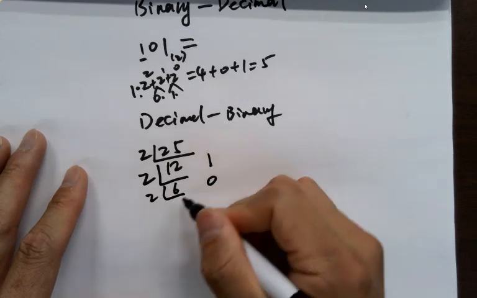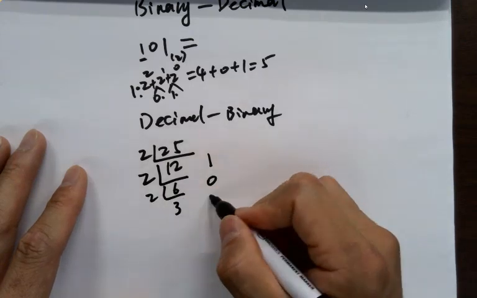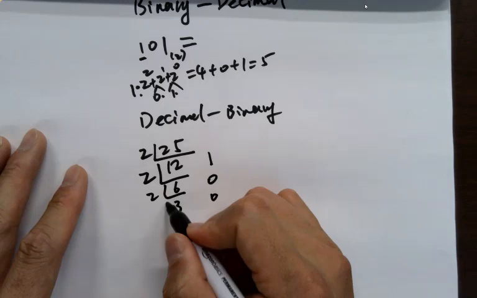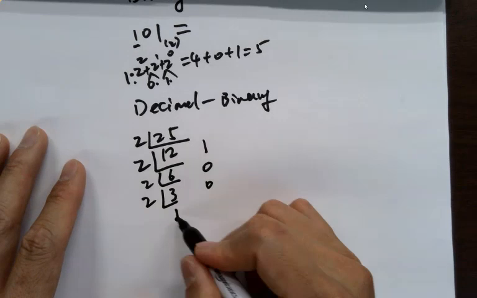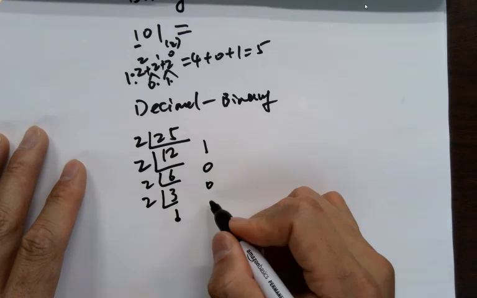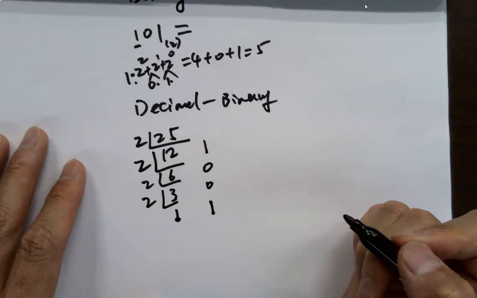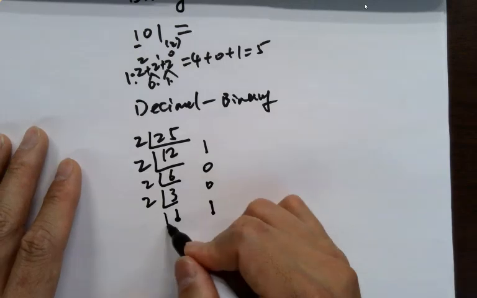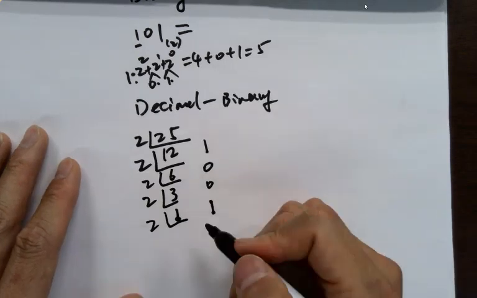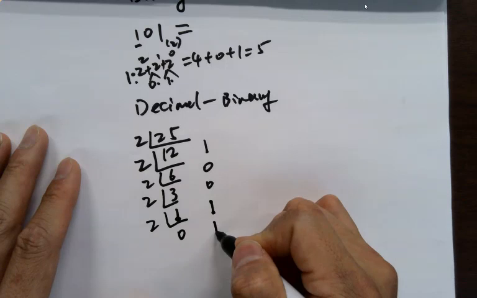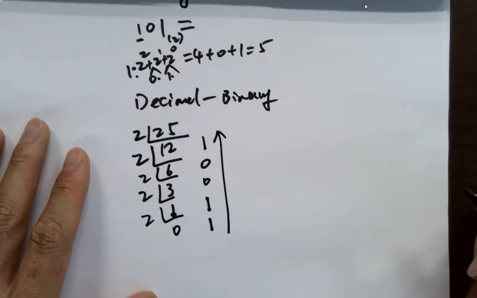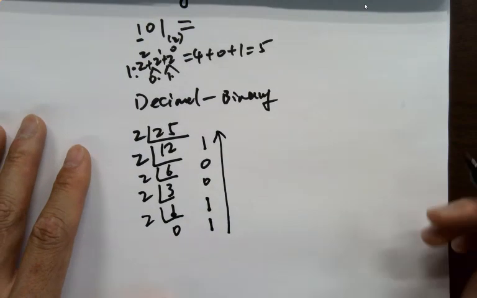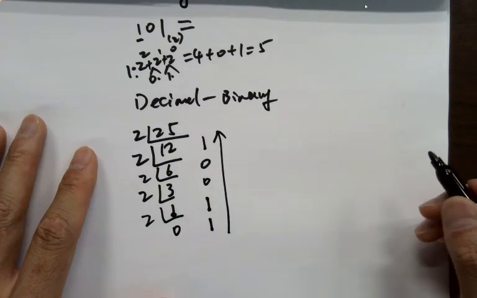Divide by 2 again, you get 3, no remainder. Divide by 2 again, you get 1, since 3 divided by 2 is 1, and the remainder is 1. Do it again: the result is 0, remainder is 1. Then you have to look backwards to get the binary result.